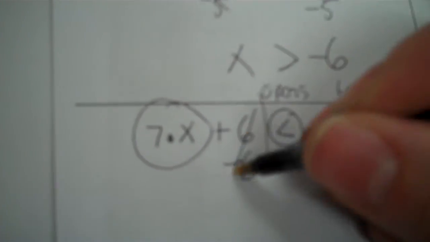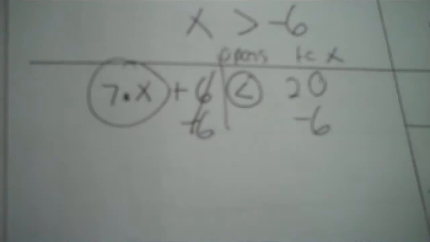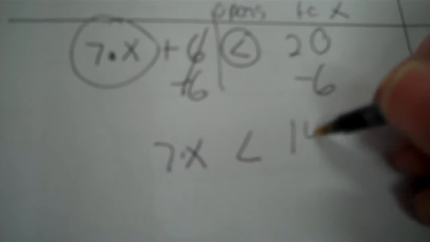So minus 6, minus 6, sign's not going to change, I'm leaving the sign. So 20 minus 6 is 14. Then divide by 7. We're going to leave the sign there too because I'm dividing by a positive. Okay, 14 divided by 7 is 2. Positive 2.